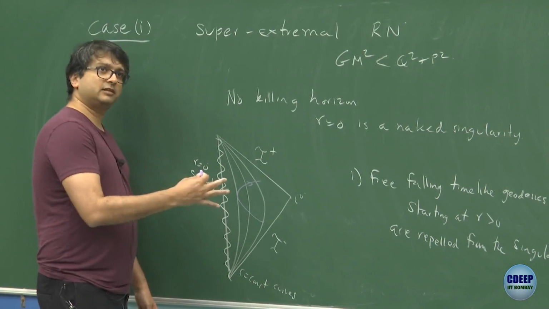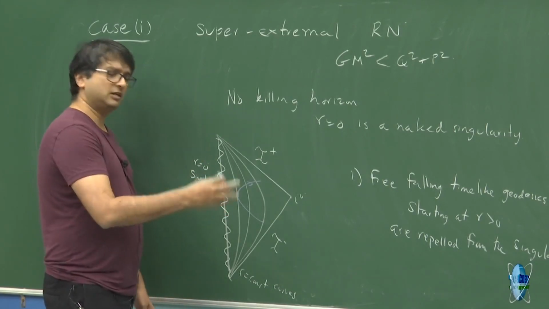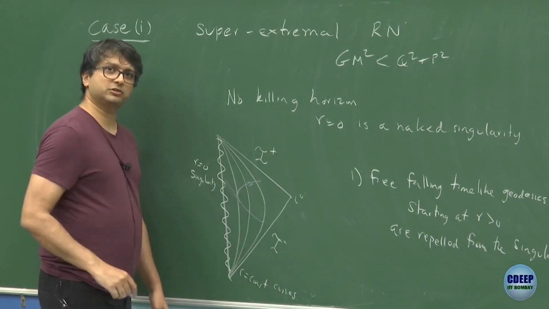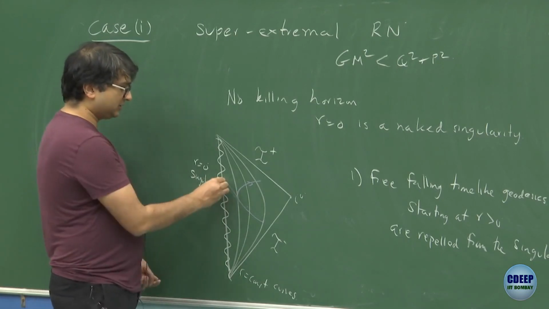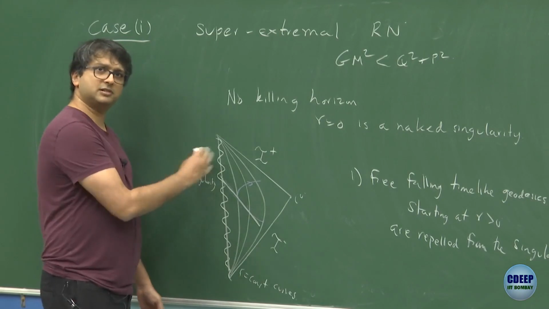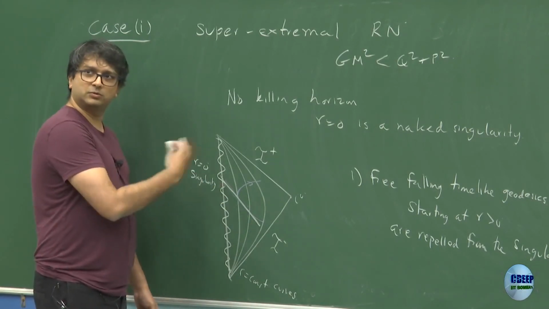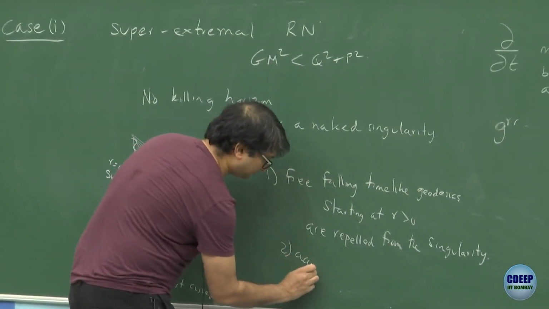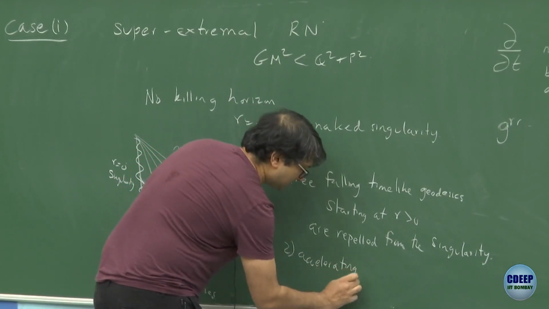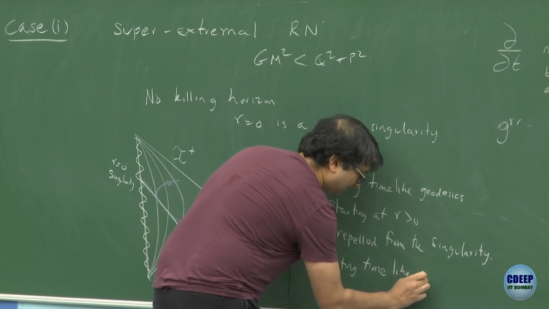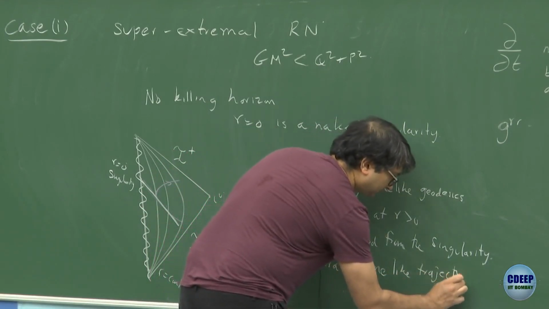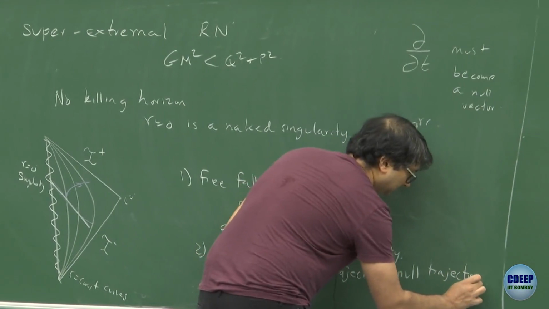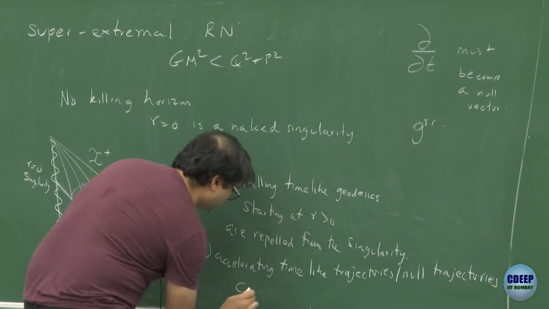However, you can accelerate, that is, you can choose not to follow a geodesic. Instead, you can accelerate and it is then possible to reach the singularity by not following a geodesic. Also, null geodesics can obviously reach here because null geodesics will travel at 45 degrees. Accelerating observers, who are also time-like observers, can reach here. So accelerating time-like trajectories or null trajectories can reach the singularity.